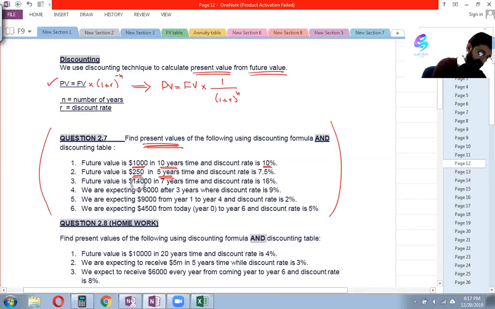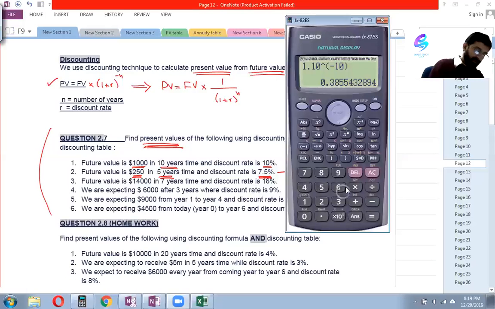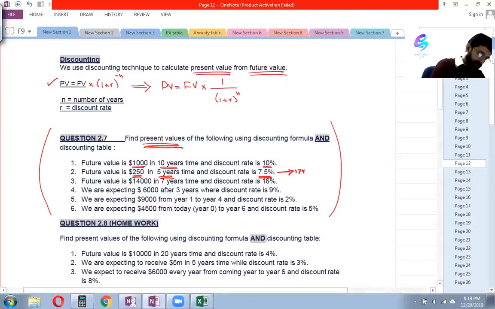250 is the future value in 5 years' time, and the discount rate is 7.5%. So what is the value? Can you do the calculation for me, please? It's very easy. You can actually do it in one go, but I prefer to do it in steps. Let's do the third one now. 14,000 in 7 years' time, and the discount rate is 16%.